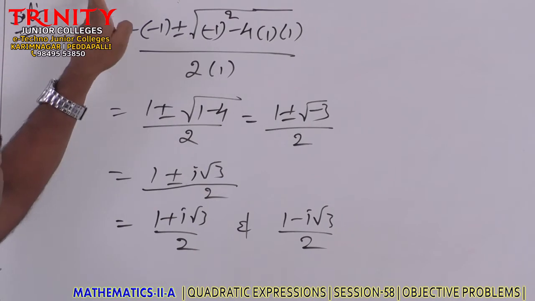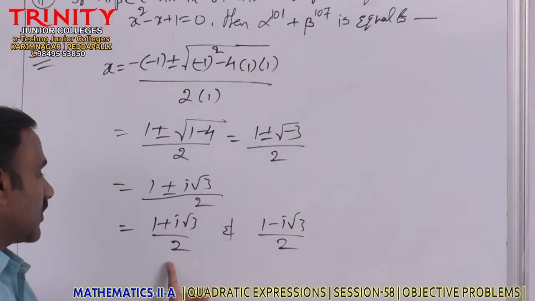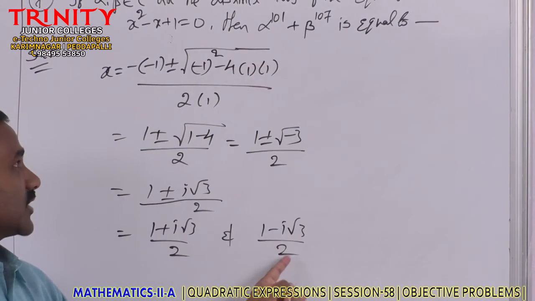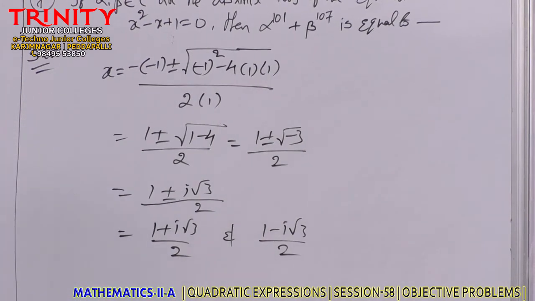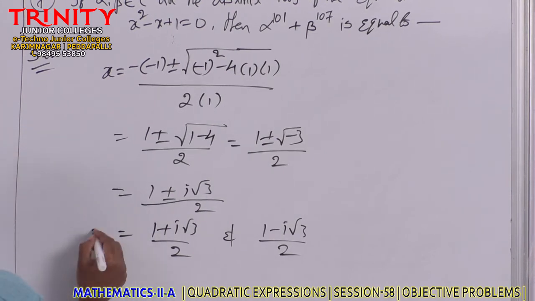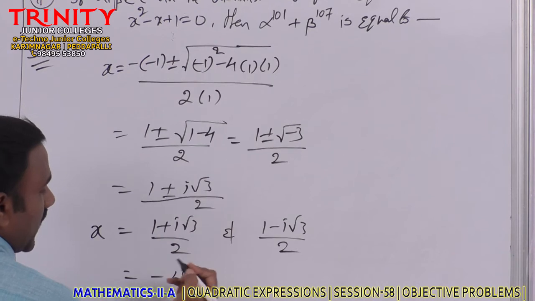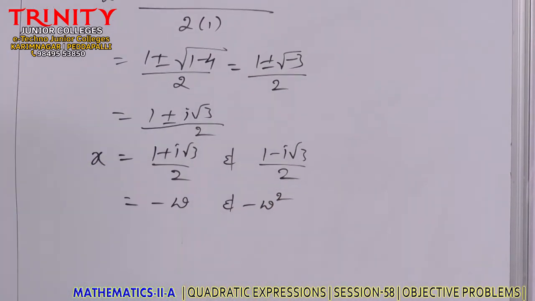Therefore, alpha, beta are the roots. Alpha is this one, beta is this one. If we replace, alpha is 1 plus i root 3 by 2 whole to the power of 101, and 1 minus i root 3 by 2 whole to the power of 107. To simplify it is a very difficult task for us. That's why, alpha, beta are the roots. Can I write this one as minus omega and this as minus omega square?